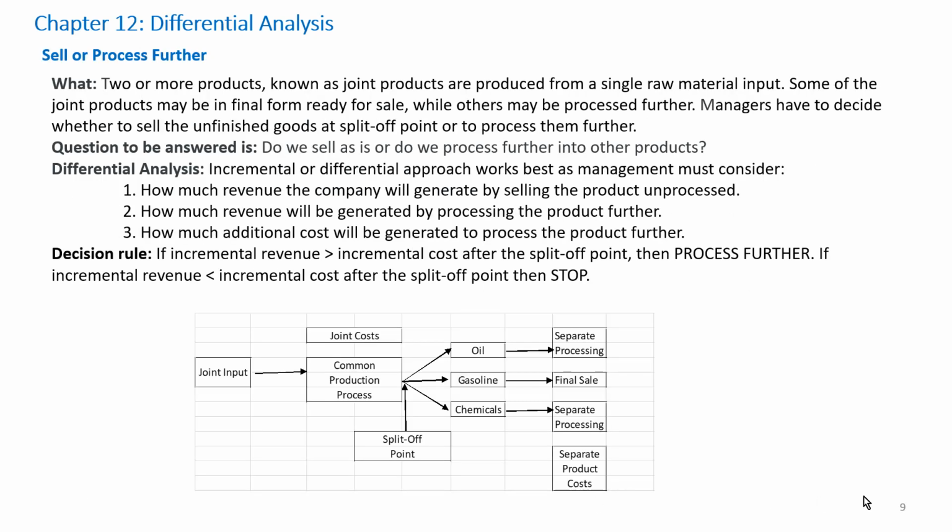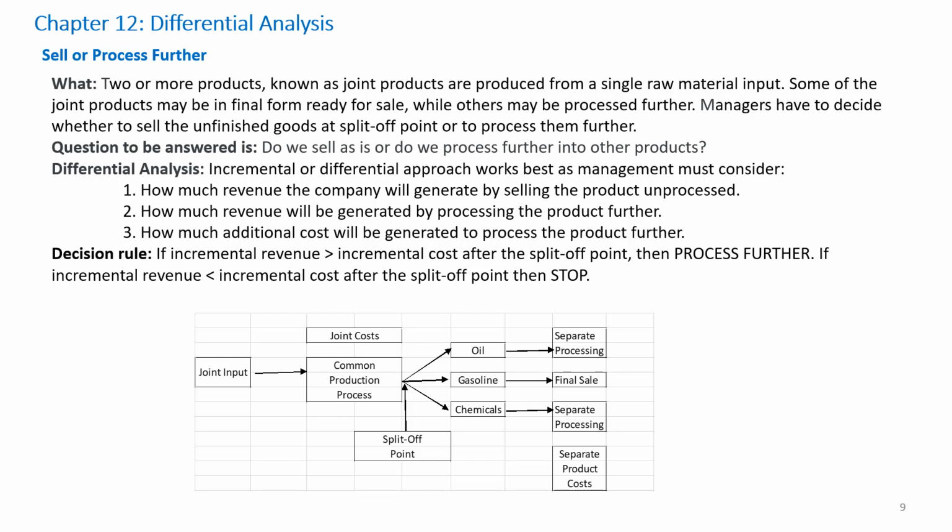The fifth decision strategy is sell or process further. These decisions are mainly applicable to farms and producers of natural resources. In this case, two or more products, known as joint products, are produced from a single raw material input. The point in the manufacturing process where the joint products can be recognized as separate products is called the split-off point. Some of the joint products may be in final form, ready for sale, while others may be processed further. In such cases, managers have to decide whether to sell the unfinished goods at split-off point or to process them further. Such a decision is known as a sell or process further decision, and like all business decisions, it must be made so as to maximize the value of the business.